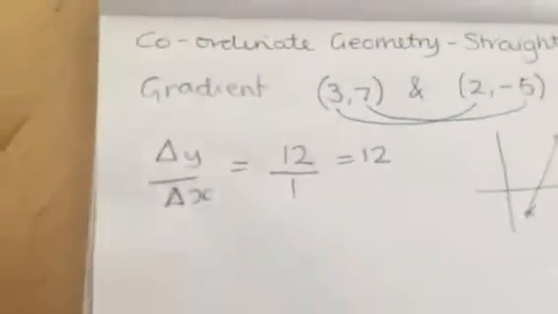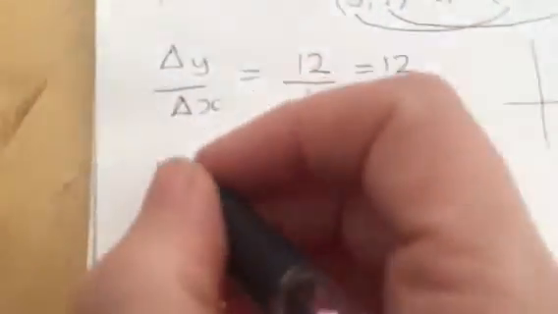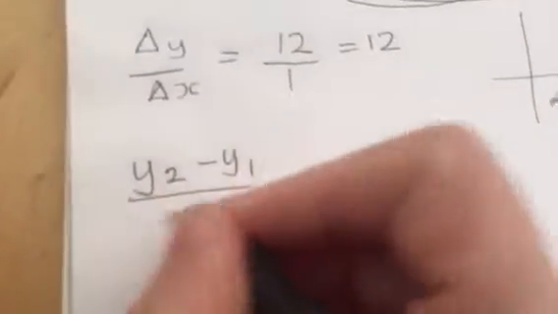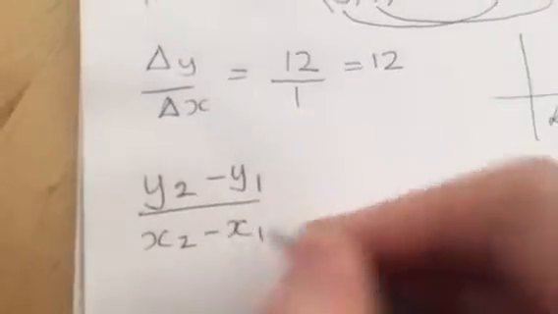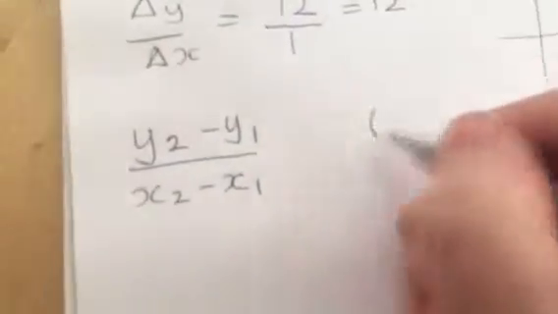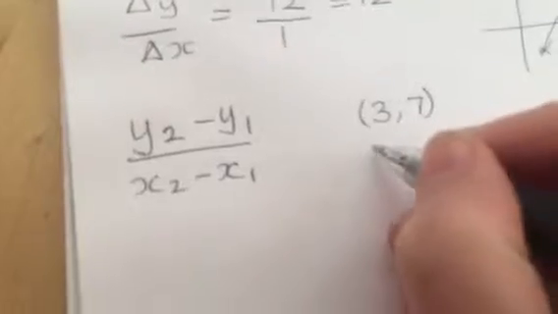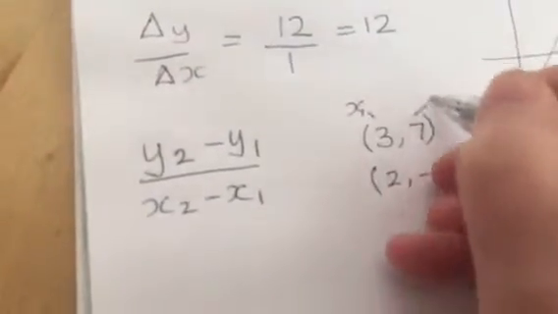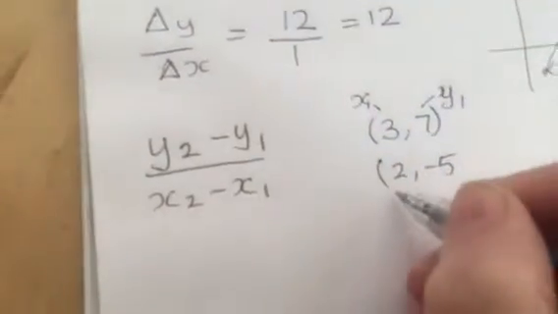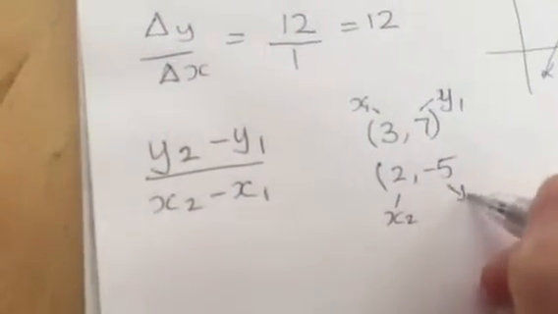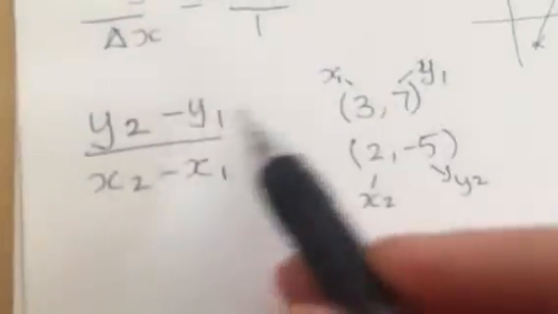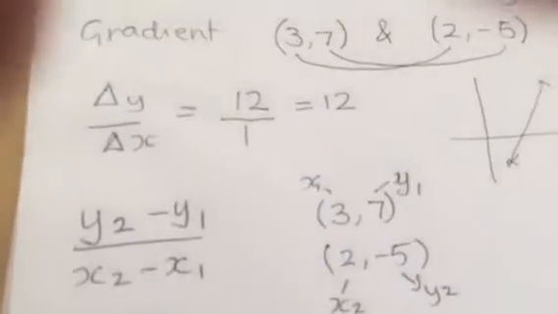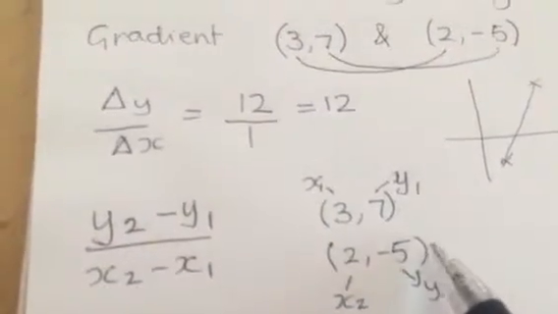You can also use a formula for finding the gradient, and the formula is y2 minus y1 over x2 minus x1. If you're using this, always make sure you label up your points carefully so that you don't swap from one point to another. So that's x1, that's y1, that's x2, and that's y2, and then substitute carefully into the equation. Watch out for the signs as well.